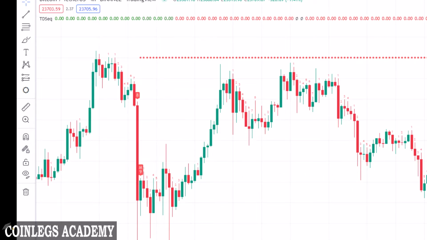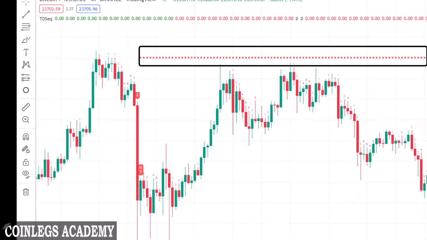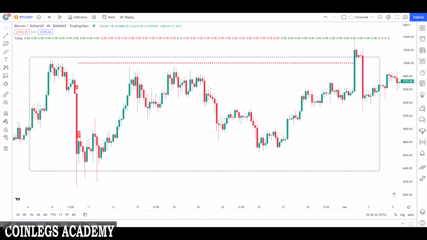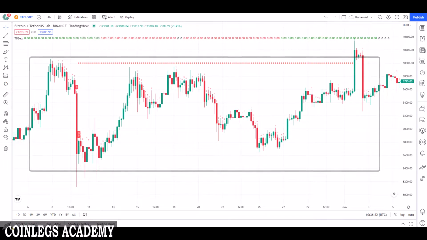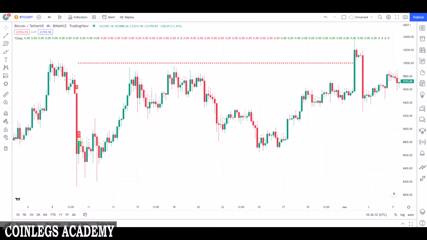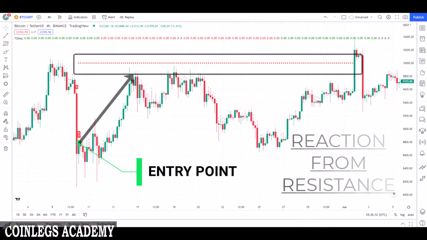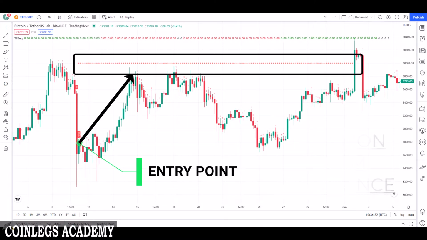And unless the price breaks out of this resistance level, we are making trades expecting that it can bounce down from this region many times. Thus, horizontal markets like these ones are formed. In these markets, we see more 9 setups instead of 13 countdowns. If we open a buy position at the 9th candle from the buy setup, considering that our position will receive a reaction from the resistance formed, we can make profitable long trades like this.